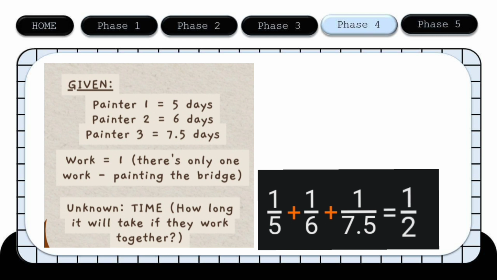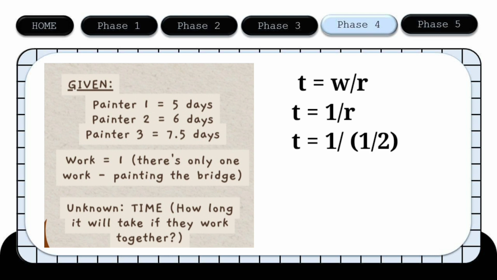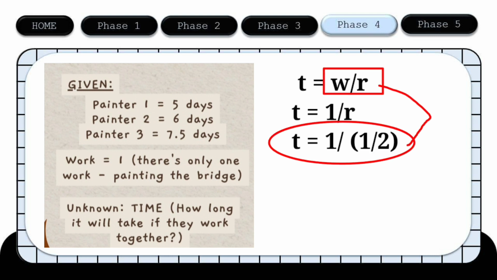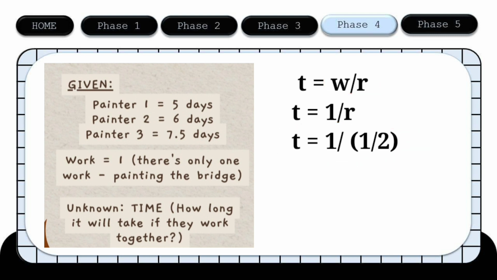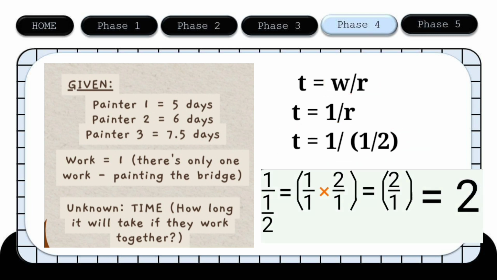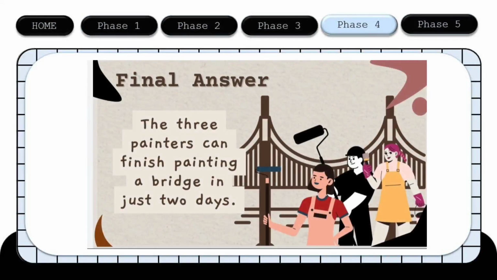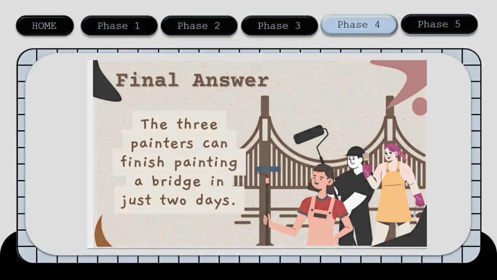So we have work is equal to 1 and rate is equal to 1/2. So work over rate, that's 1 over 1/2. And 1 over 1/2 is equal to 2. So therefore, ang ating time ay 2. And that's our final answer. The 3 painters can finish painting a bridge in just 2 days.